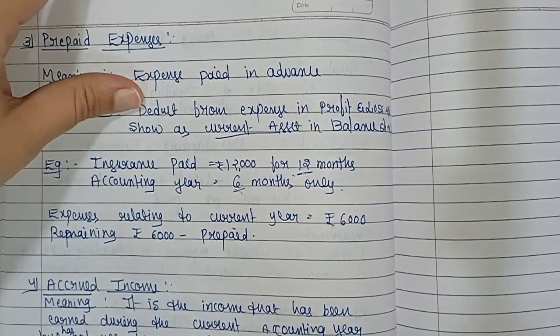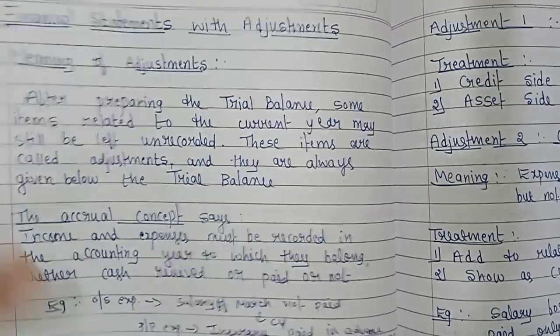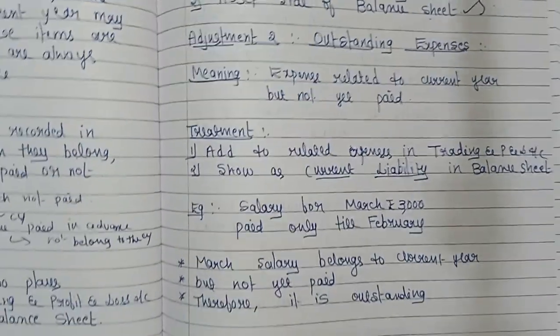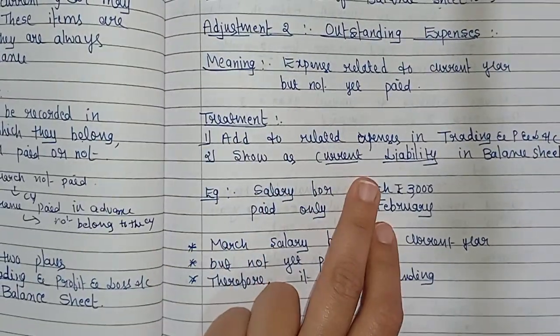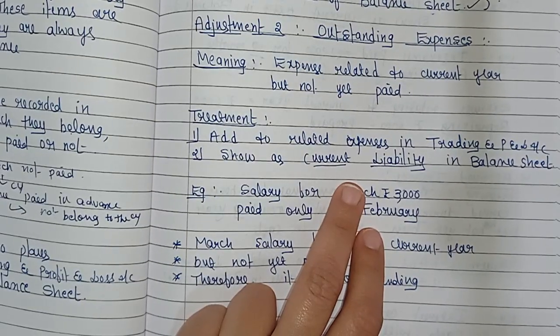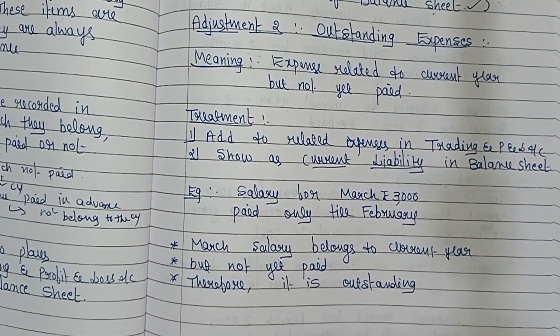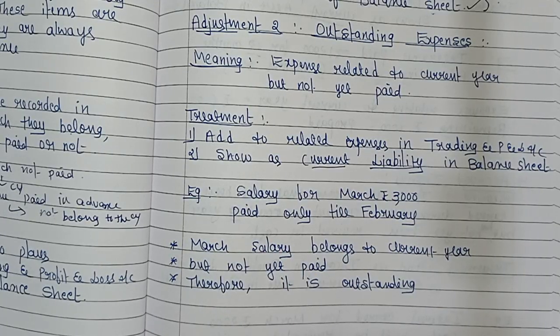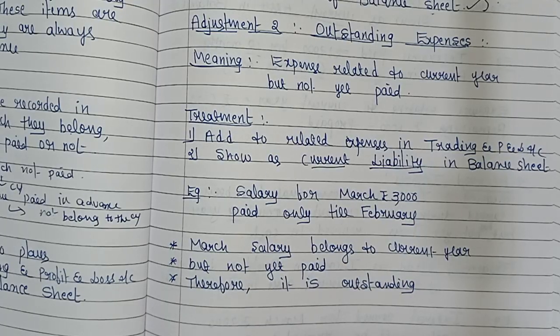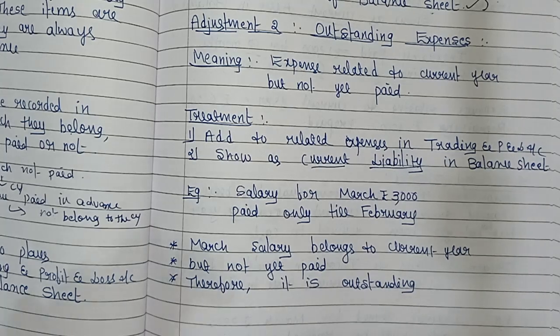Clear? In the same way, outstanding expenses are shown as current liability in the balance sheet. Why? Because they are expenses already incurred, but payment is still due, right? And they are payable in the near future, means these outstanding expenses are usually paid within a short period of time. Payable means current liability.